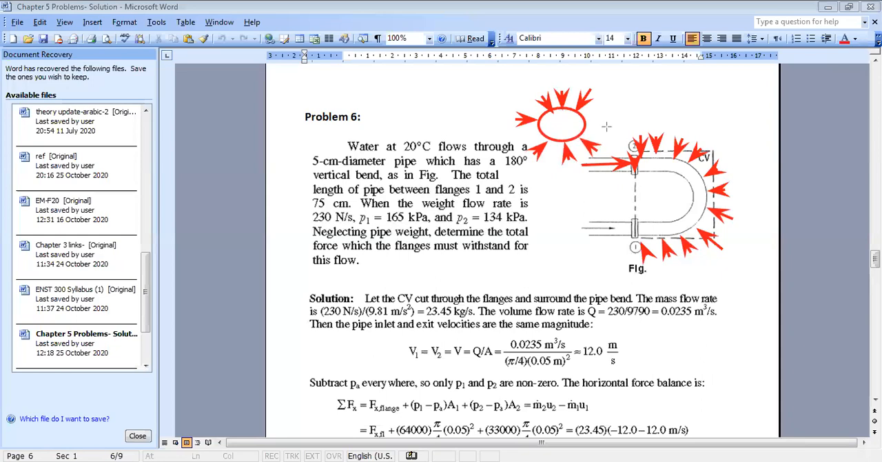So for any closed system that you have, if it is all subjected to atmospheric pressure, in total the resulting force is 0. Okay?